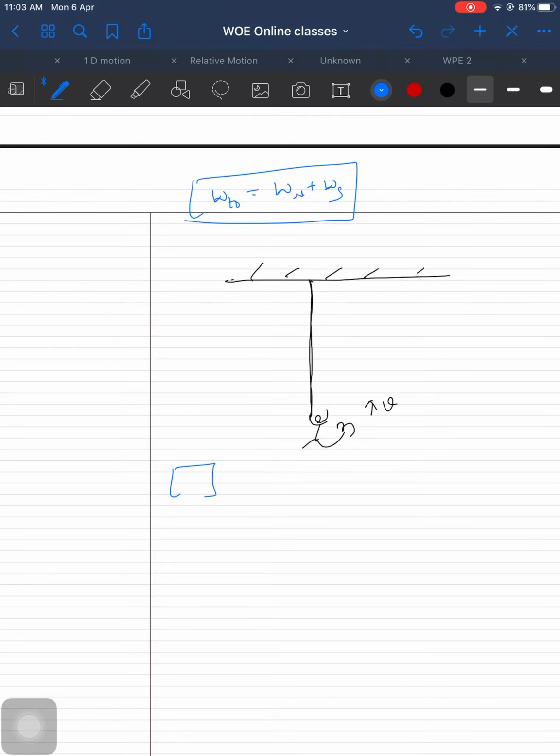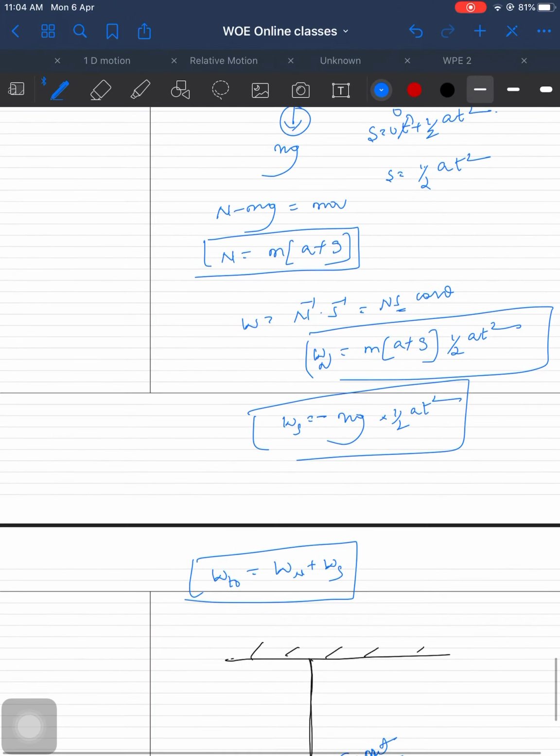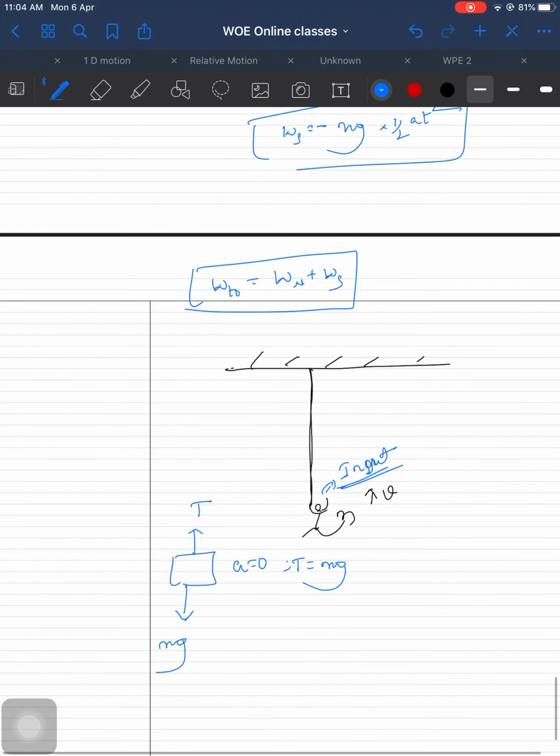So let's write it. If you draw the free body diagram of the man, he has upward tension T and downward direction mg, and acceleration is equal to 0. The tension he is applying is equal to mg. Instead of a man, they can ask an insect is crawling upwards. The insect is crawling upwards with a constant velocity v, same as the previous cases.